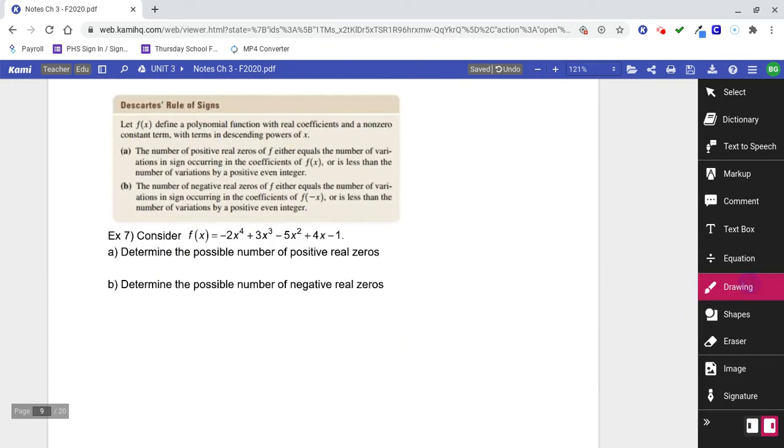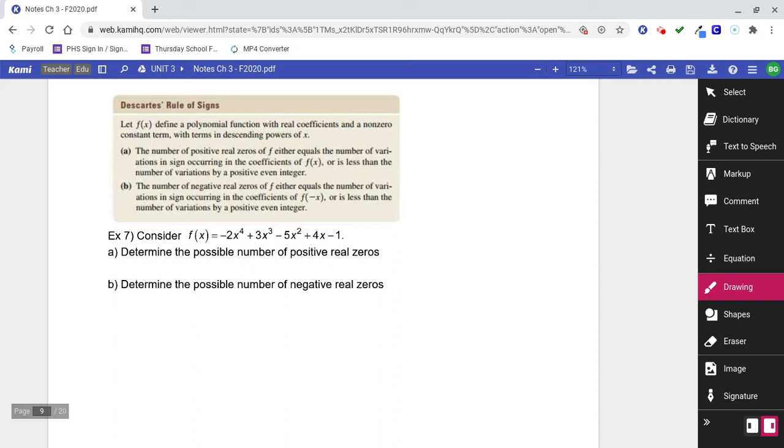All right, last thing, Descartes' rule of signs. It talks about the number of positives and the number of negatives. So you can read through this, but it's really hard to read, okay? Let f of x define a polynomial function with real coefficients of non-zero constant term with terms in descending powers of x, so it's just in standard form. A, the number of positive real zeros of f either equals the number of variations in sign occurring in the coefficients of f of x or is less than the number of variations by a positive even integer.